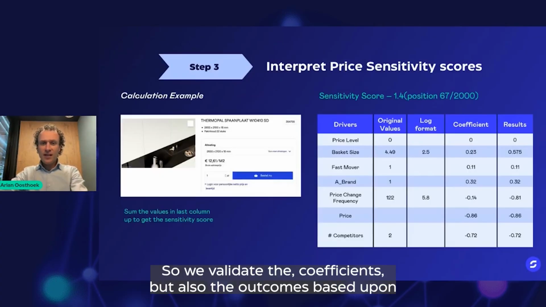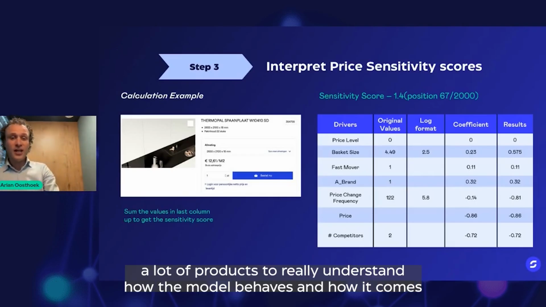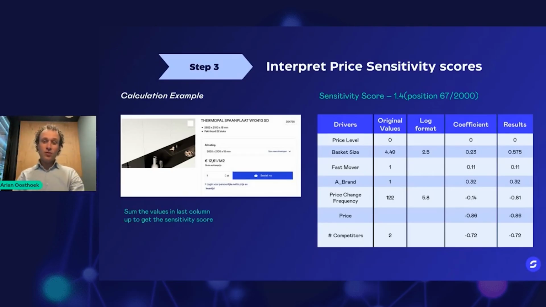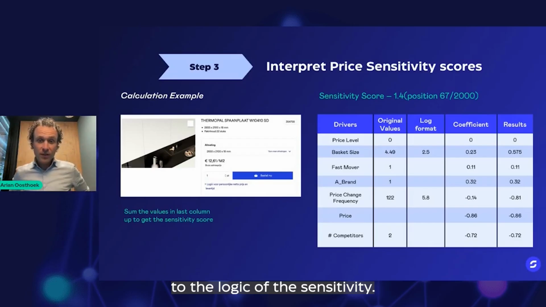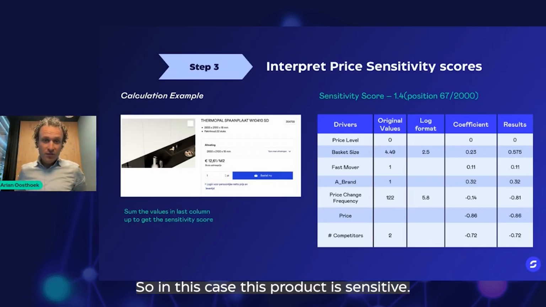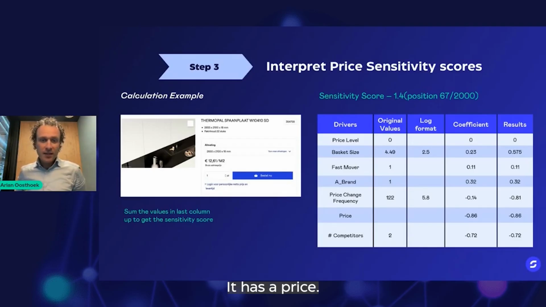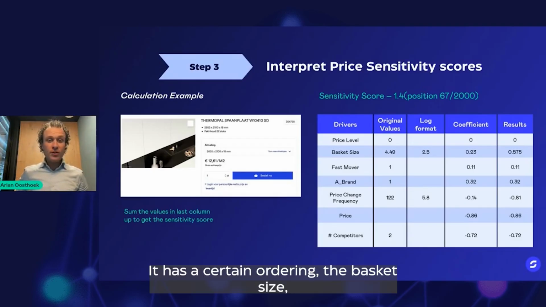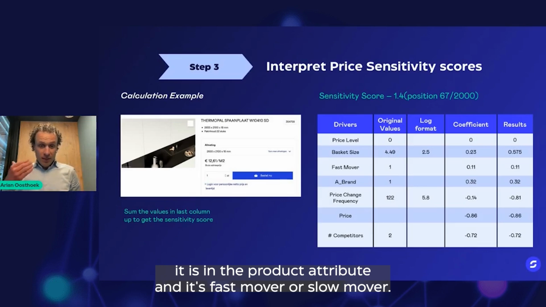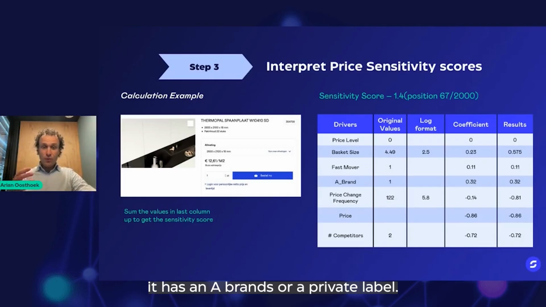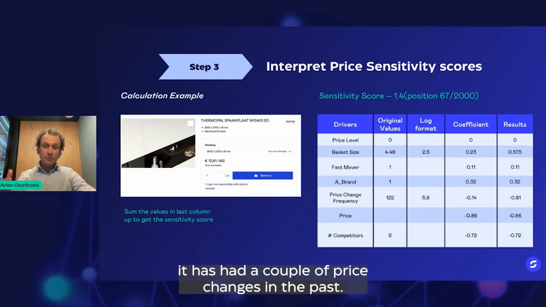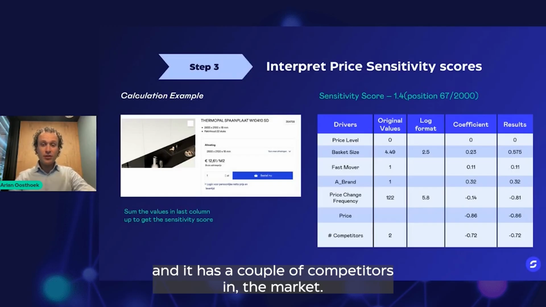So we validate the coefficients, but also the outcomes based upon a lot of products to really understand how the model behaves and how it comes to the logic of the sensitivity. So in this case, this product is sensitive. It has a minus score, and you see it's a plate, and this plate has a price. It has a certain order in the basket size. It is a product attribute that is fast mover or slow mover. It has an A brand or private label. It has had a couple of price changes in the past, and it has a couple of competitors in the market.